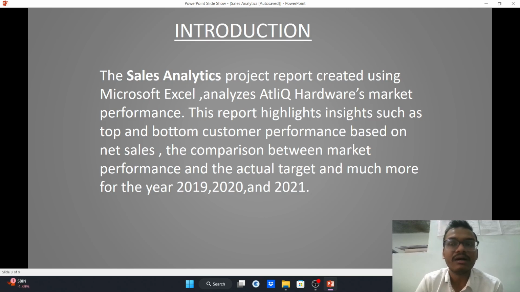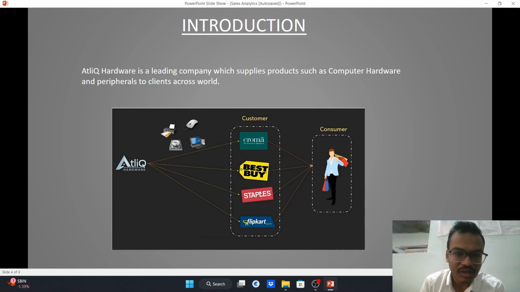We will be seeing profit, and which segment is performing better and which segment is underperforming. These are the various types of comparison which we will do. So first of all, let's understand what Atlic Hardware does, and then we'll see the report.